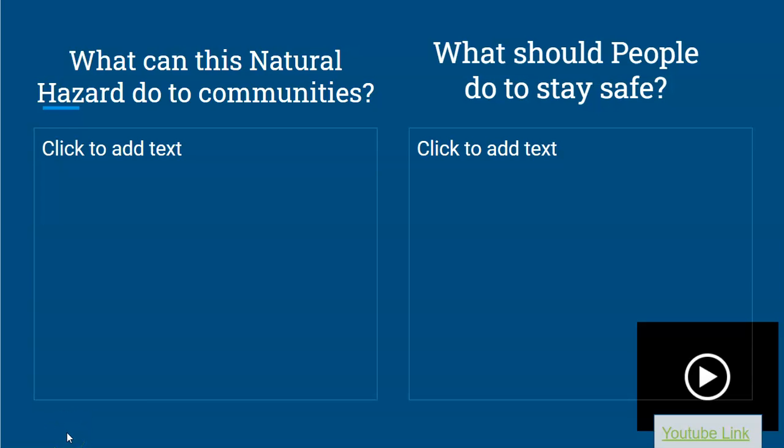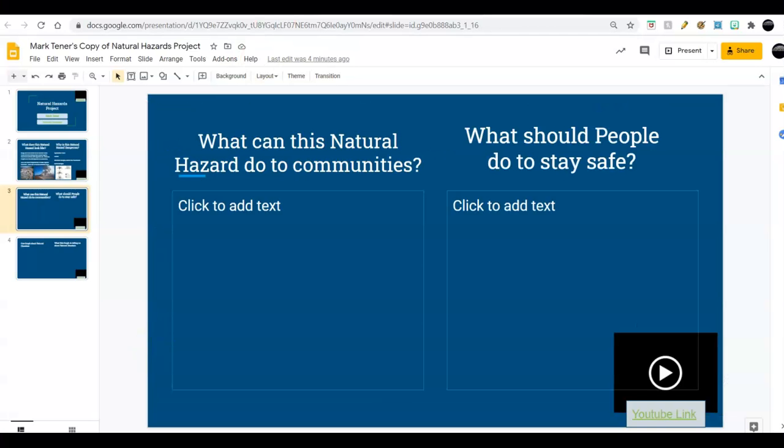All right, it's time for slide 3. Let's begin to answer these two questions and then put at least 2 pictures. What can this natural hazard do to communities? Well, let's look it up. I showed you how to look it up on Google. Now we're going to look it up using one of the links that I gave you in the slideshow. So let's go do that.